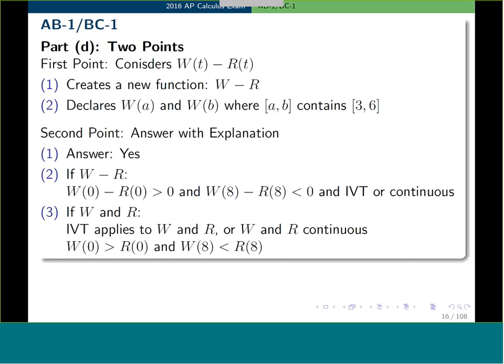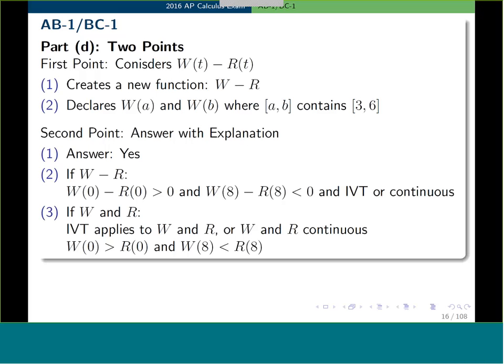Part D was worth 2 points, kind of a neat problem. The first point was for considering, as written on the standard, W of t minus R of t, this new function. We kind of hoped that students would solve this part that way. So we hoped that they would create a new function and declare those values, W of A and W of B, where that interval AB contains 3 to 6.